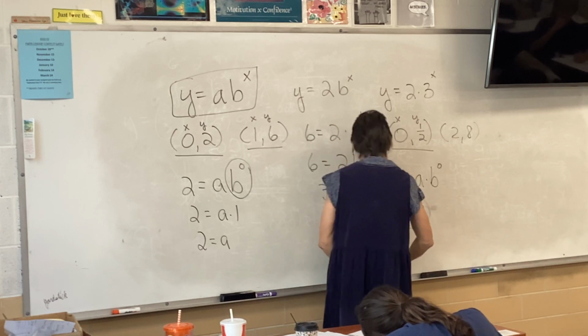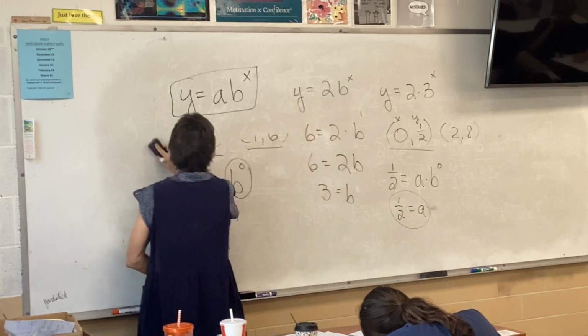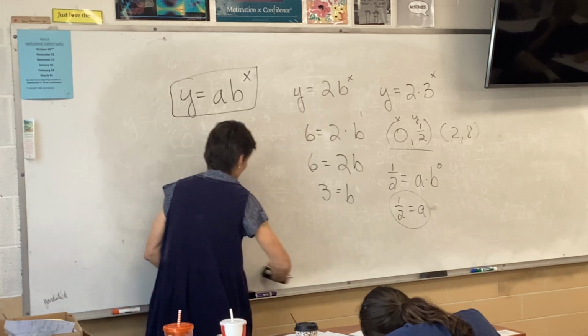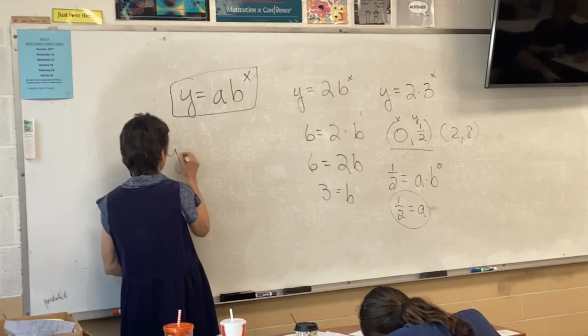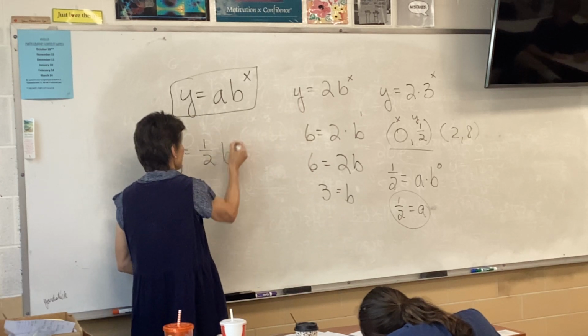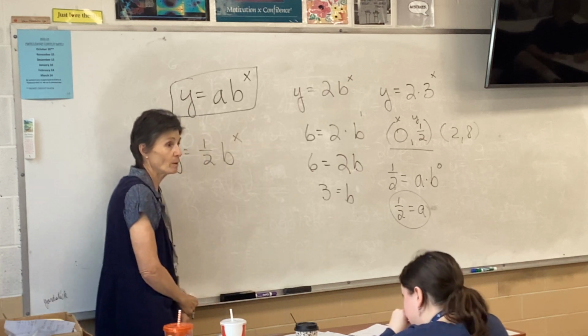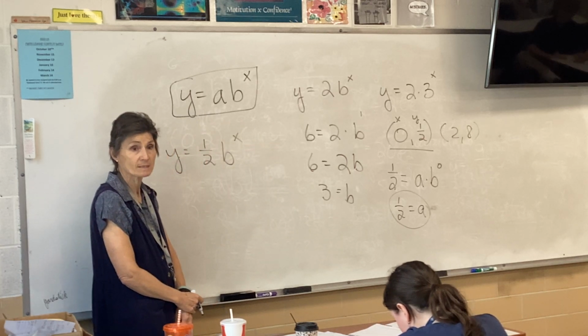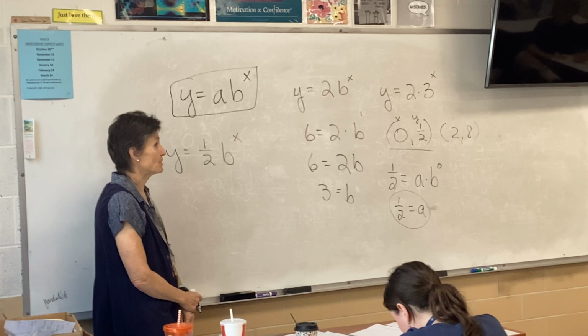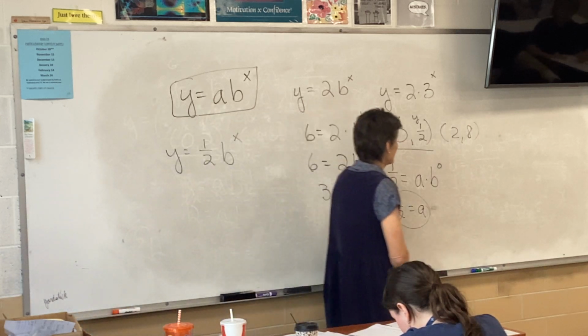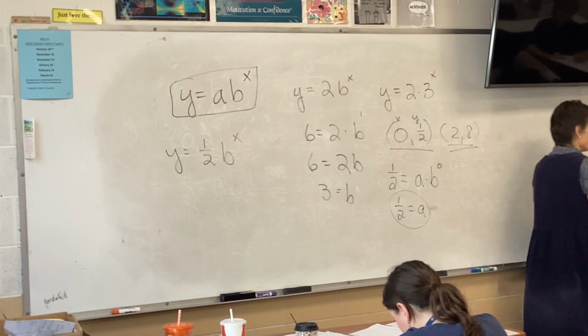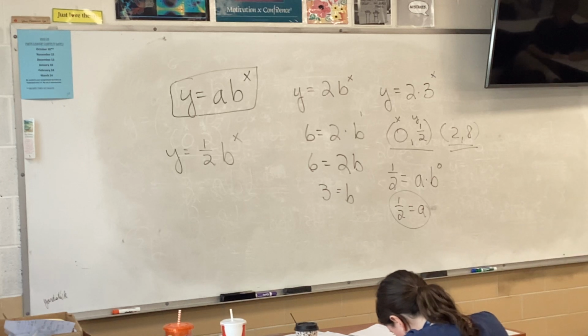So now I know a is 1/2, so now I have 1/2 b to the x. And halfway there, I just need to figure out what b is. How will I do that? Plug in the other point where x is 2 and y is 8.